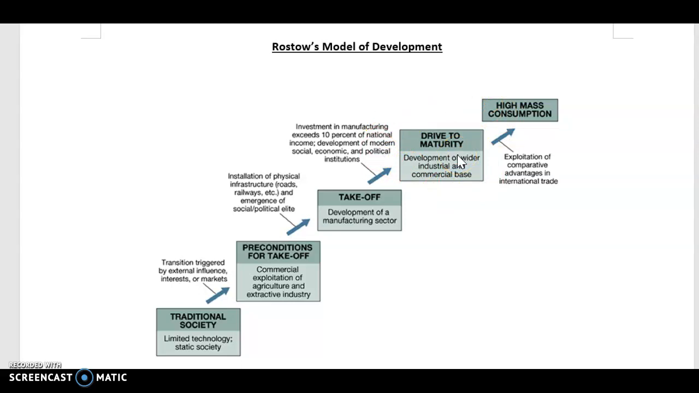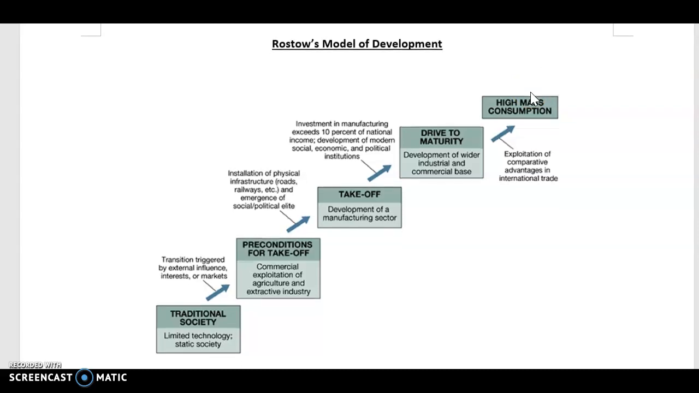And then high mass consumption is where MEDCs are at today, where it's very much a revolving economy. People are making money, spending money on different resources, different services, and the economy continues to develop. Yes, there are ups and downs, just like any economy can see, but high mass consumption means that people are using lots of things, therefore being able to produce a lot of things, and the cycle goes on. That's pretty much all I need you to know about Rostow's model of development.